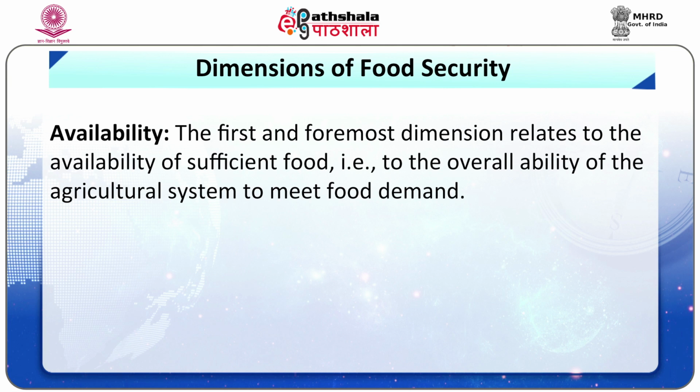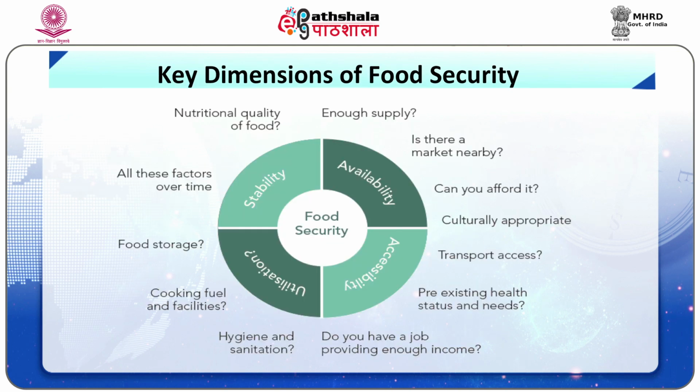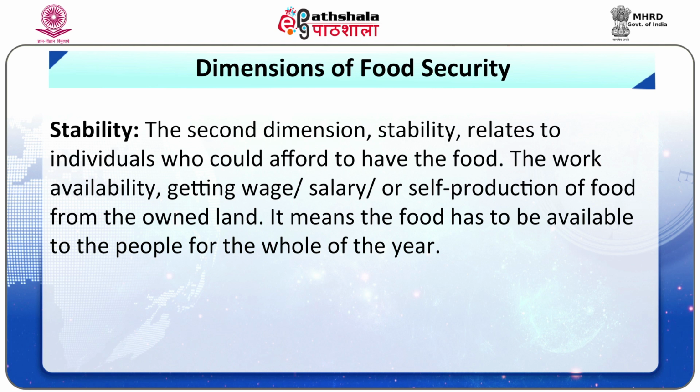The first and foremost dimension relates to the availability of sufficient food, that is, to the overall ability of the agriculture system to meet the food demand. It is concerned with the production of food items for the population. The second dimension, stability, relates to individuals who could afford to have the food, the work availability, getting wage or salary, or self-production of food from their own land. It means the food has to be available to the people for the whole of the year.